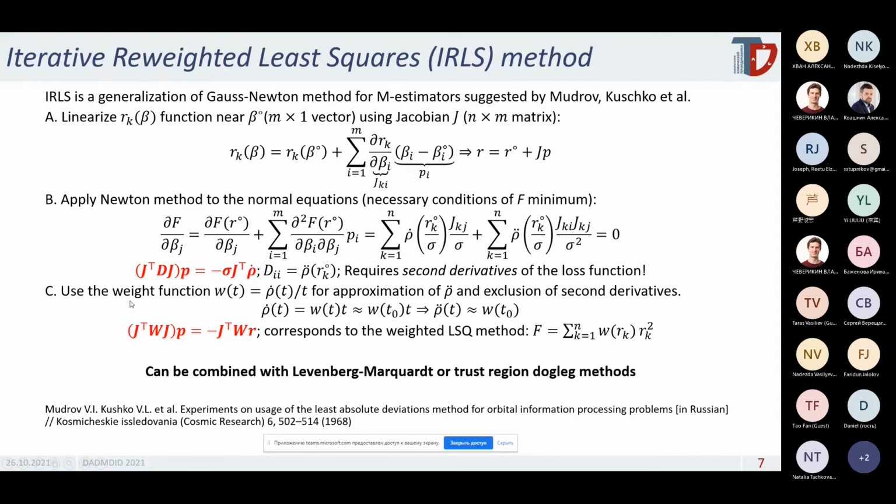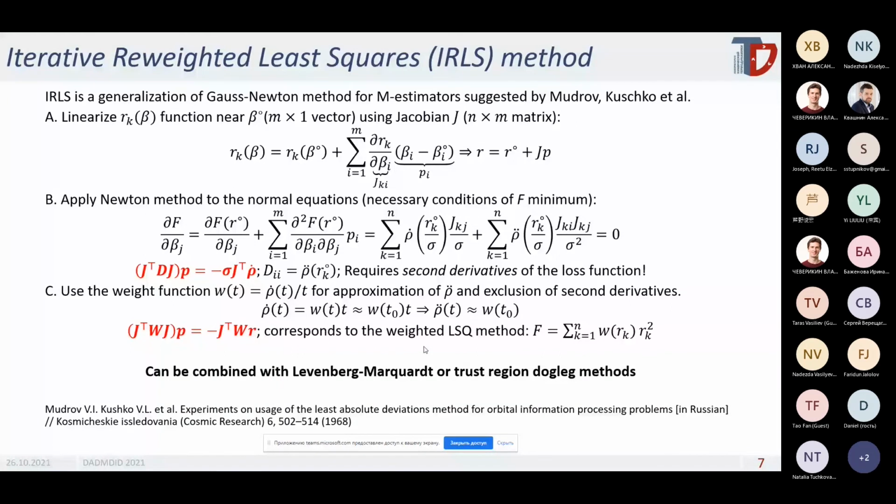The third assumption is approximation of the second derivatives using the first derivatives and a so-called weight function. Such approximation will turn our system of linear equations into a system similar to the weighted least squares method, with the weights controlled by the weight function. This can be combined with the Levenberg-Marquardt or Trust-Region and Dirichlet methods.